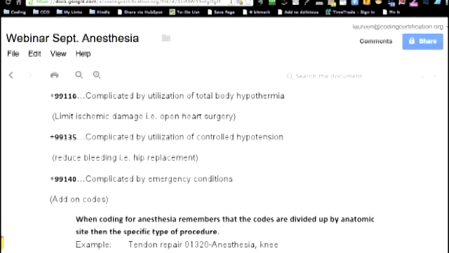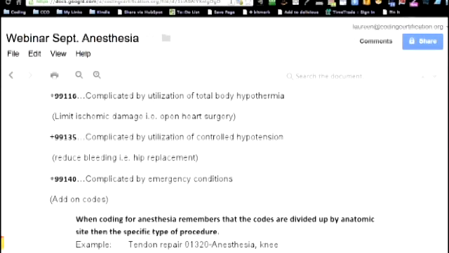What they're doing is, if they do open heart surgery on a person, they want to slow the heart down, and they're going to put your body in a hypothermic state so that you don't have any ischemic damage because of the open heart surgery. So they will amend this code to the anesthesia 99116, because if you put someone in a hypothermic state, it's more complicated to do the anesthesia. He has to take more care with that.